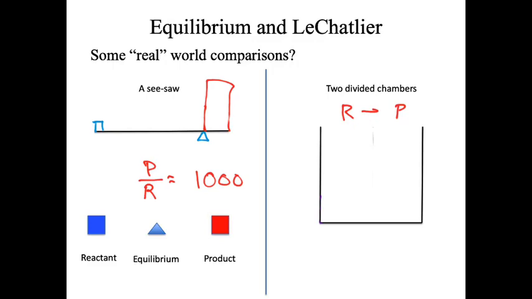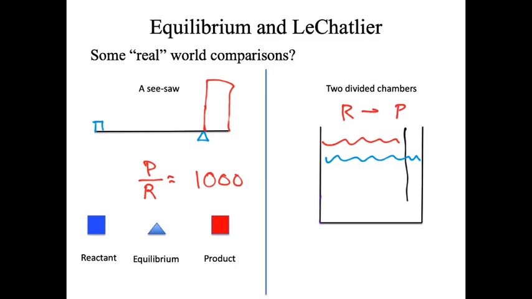Move the wall. When I now fill my reactants in and I remove the barrier at the bottom, it will level out. But the amount of products and reactants will have changed. Would this be a good example of a reaction that I want to run as a chemist? No, why not? I got hardly any products out of this. I got a ton of reactants. This was a reaction that effectively did nothing.